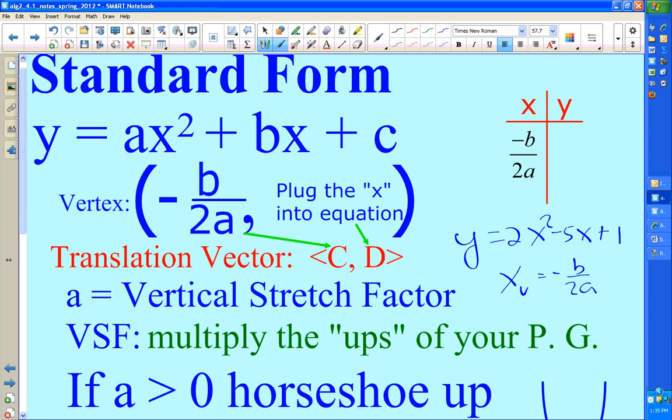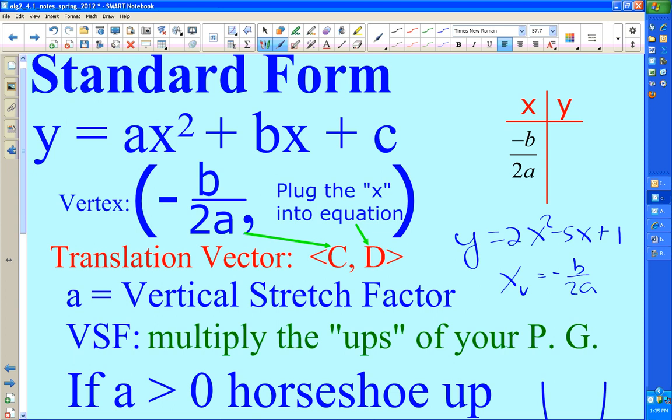But you're finding half of the coordinates of a point. The x-coordinate of a very specific point, and it's the point called the vertex. That means it's either the lowest point, or if it's a horseshoe down, the highest point. But all you're finding is x.